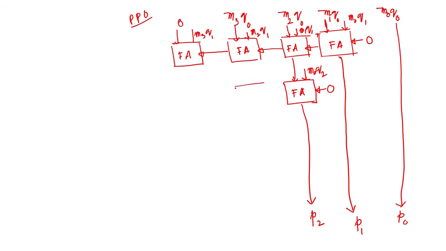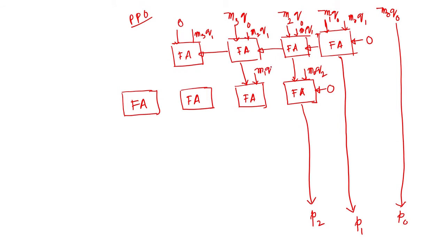Next, again we should have another full adder, another full adder, and another full adder. One input comes directly, it will come here, another input I have to give, that is M1 Q2. Here it should come M2 Q2, this input will come here, and this will come M3 Q2.